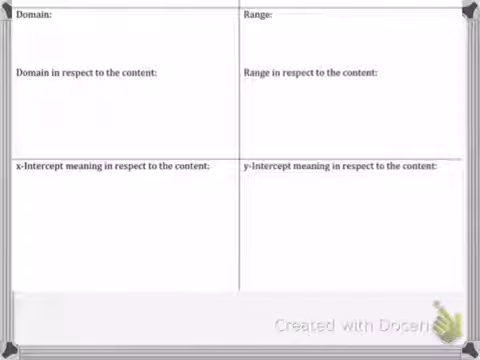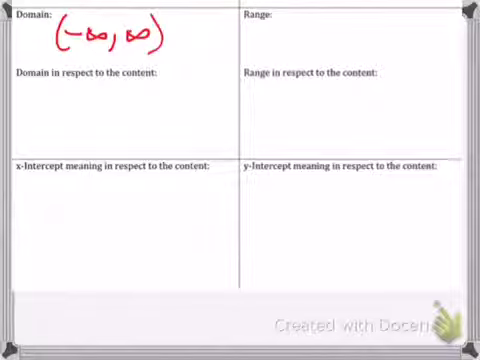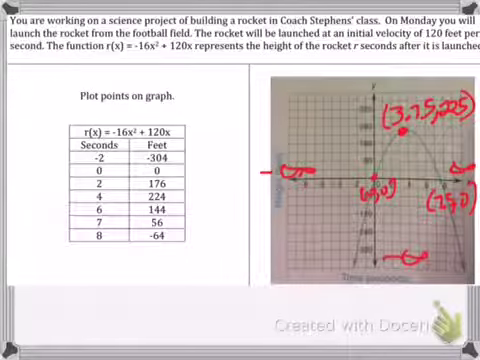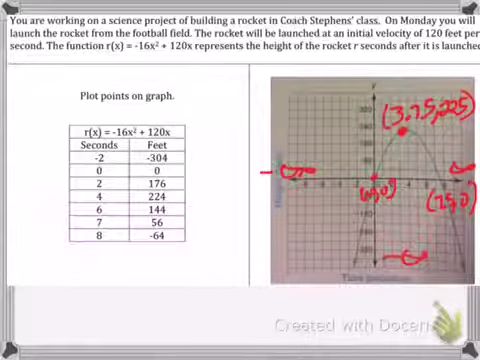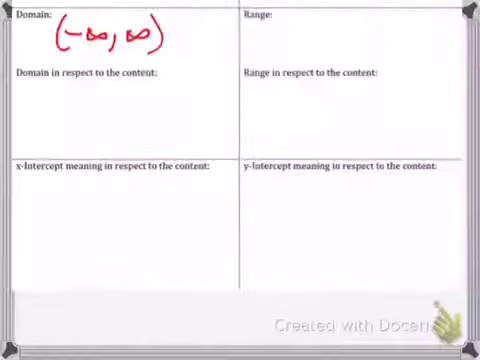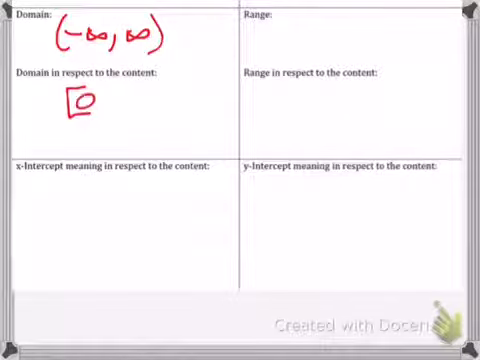First thing, what is our domain? So our domain will be from negative infinity to positive infinity because it never stops going left to right, and the function doesn't. Domain in respect to the context. If we look right here, the x-intercepts give us a good clue of what our domain for the context is, because the rocket is only going to go up and back down to the ground. So we know it's going to be from 0 to 7.5.